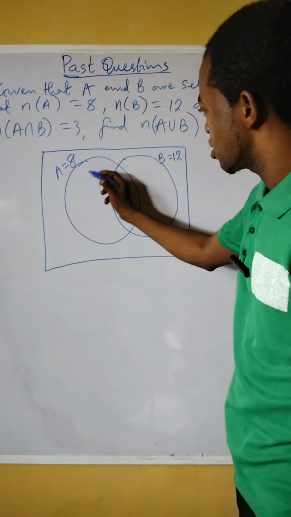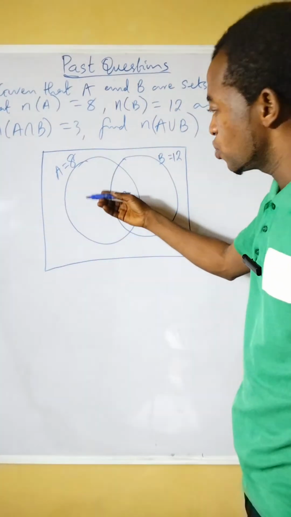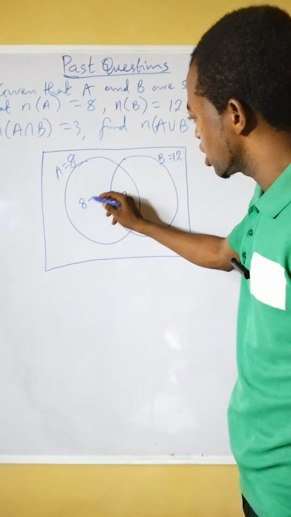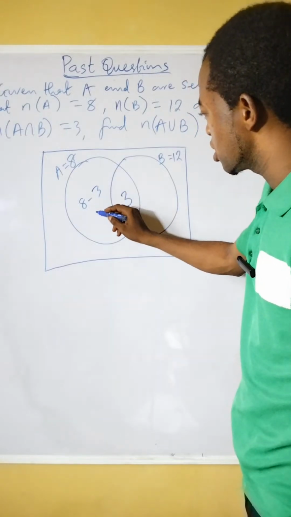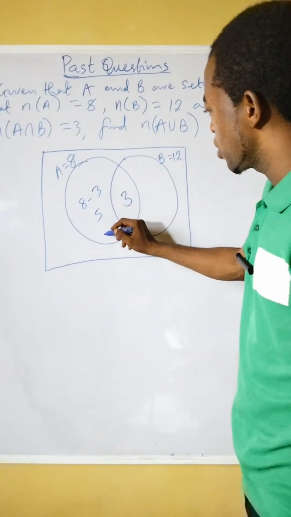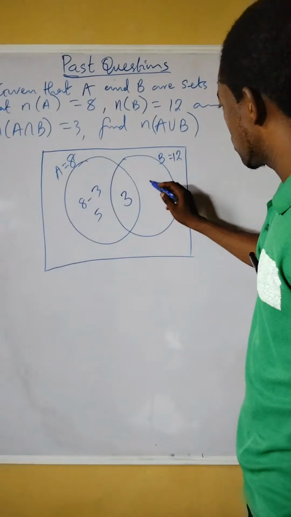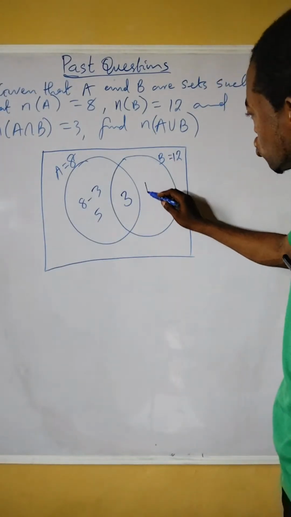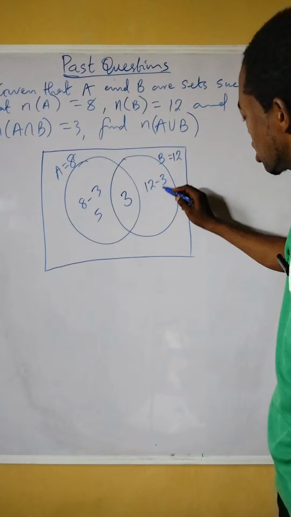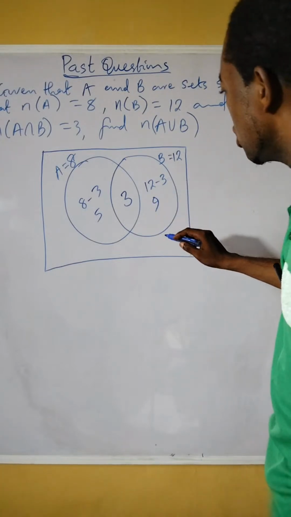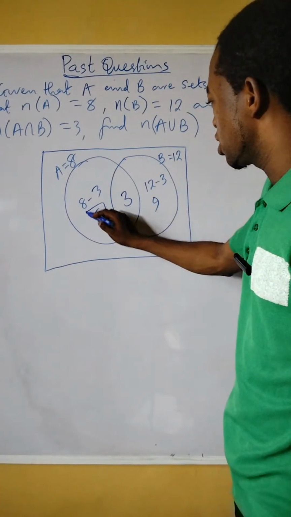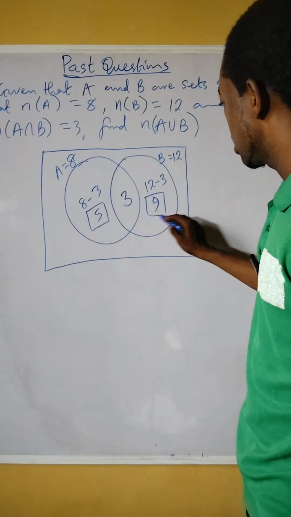Now we can get this area alone, which will be A only now. So that will be 8 minus 3, and this here is 5. So we have 5 here. Also here we can get B only, that will be 12 minus 3, and that is 9. So we have 5 here, we have 9 here, and 3 here.